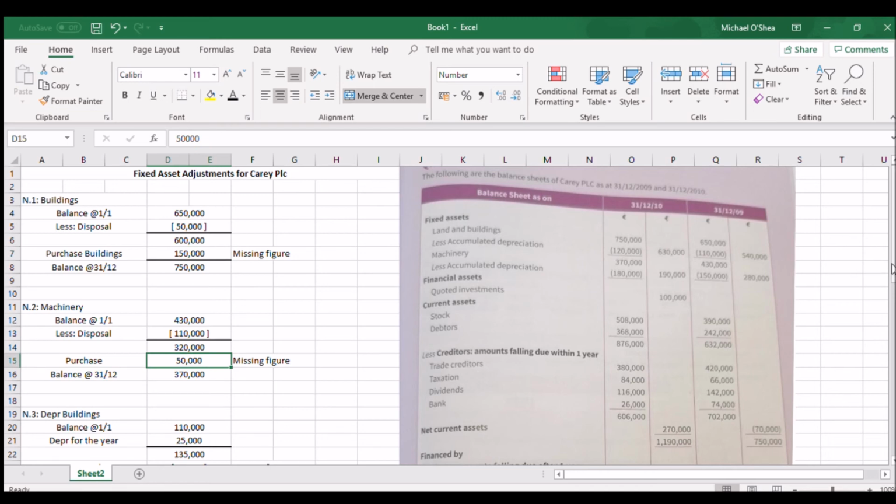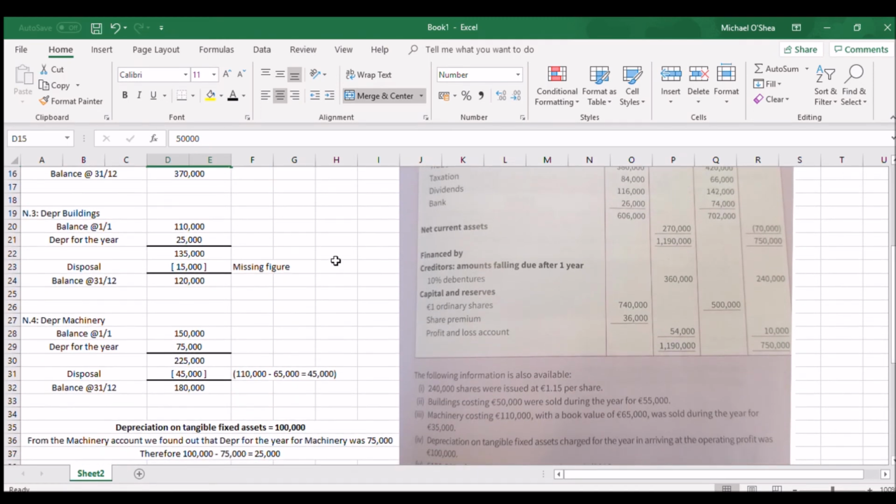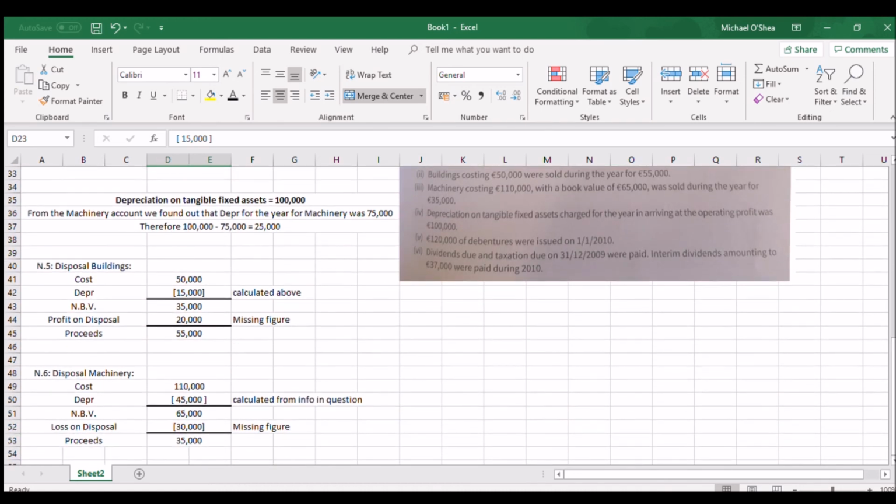But the depreciation took a little bit of work, so for this kind of question you have to do both of them at the same time and work with the information you have. We found out this one here, so then we could plug in the rest of the figures and find this 75,000. We knew the depreciation for the year for both of them added up to 100. So if it was 75,000 for machinery, it was 25,000 for buildings. Once we had that, we could work out the disposal here for buildings, and after that it was just a case of finding the net book value for both fixed assets and the proceeds and seeing did we make a profit or a loss.